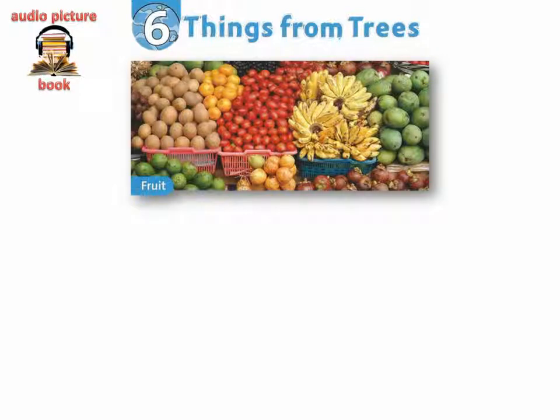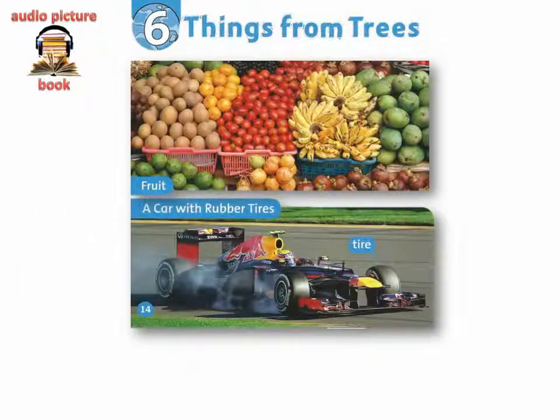Chapter 6. Things from trees. Apples, oranges, bananas, nuts, and lots of other fruit grow on trees. We get rubber from trees, too. We make car tires and many other things with rubber.